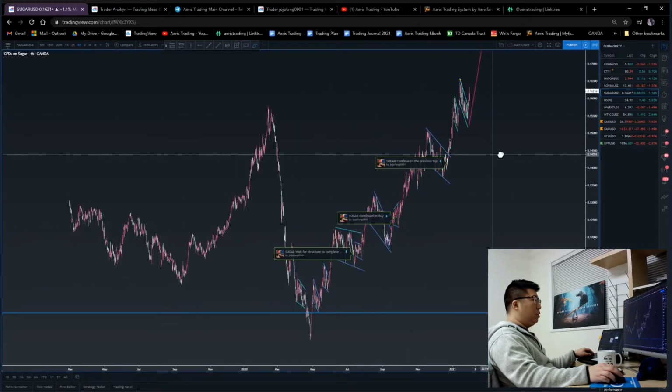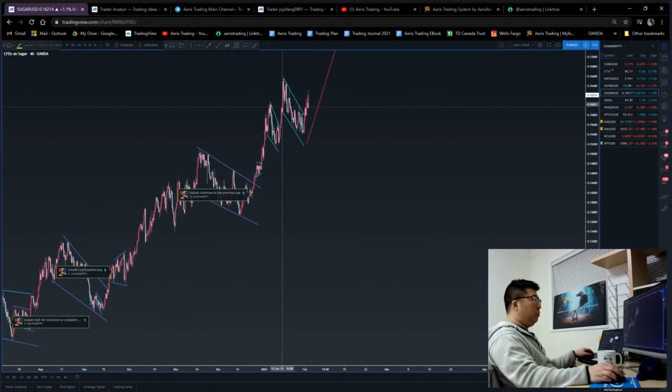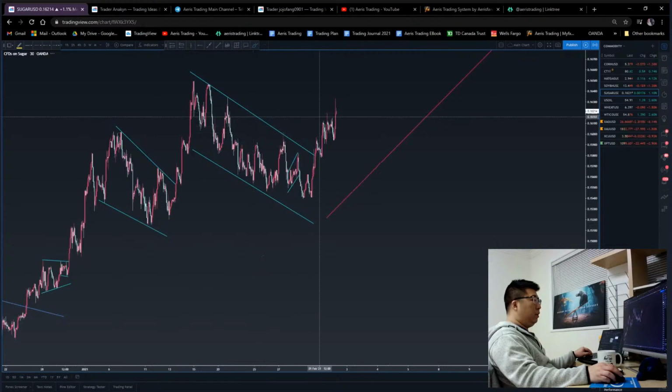Sugar. I remember I was in the sugar trade, but I'm out now. But looks like we continue, so I will be looking for something if we get that. Looks like we continue this correction here. We're popping to the upside now. This is all good. Now I want to see if we can just break this previous high now.